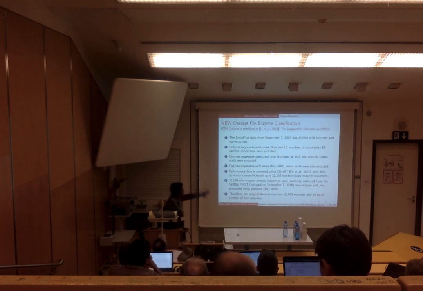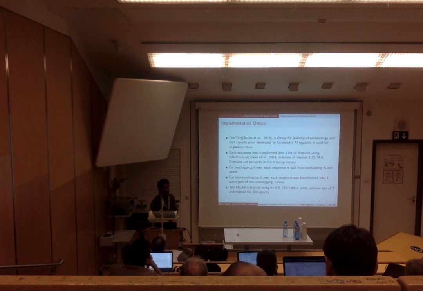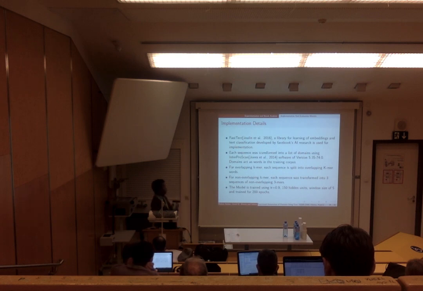Yeah, and this is the way they actually curated the data. So I'm not going to detail it. We can talk over it if any of you is interested. For the implementation, we used Fasttext, which is a highly efficient library for training embeddings, developed by Facebook AI Research.